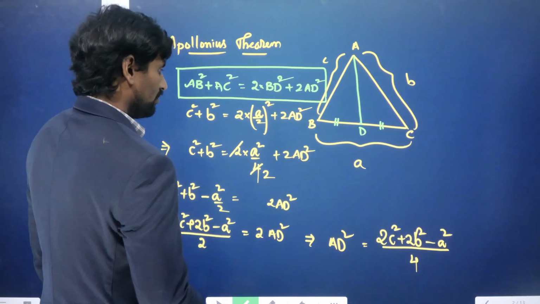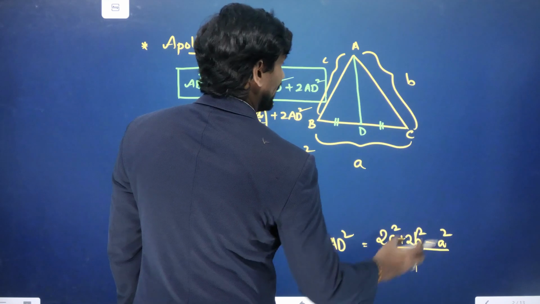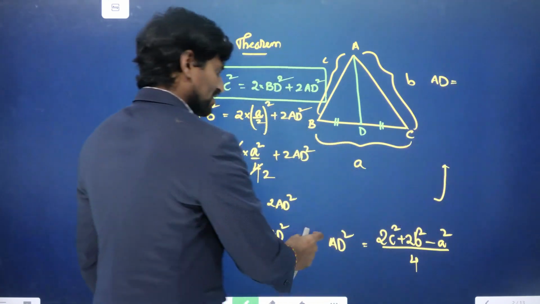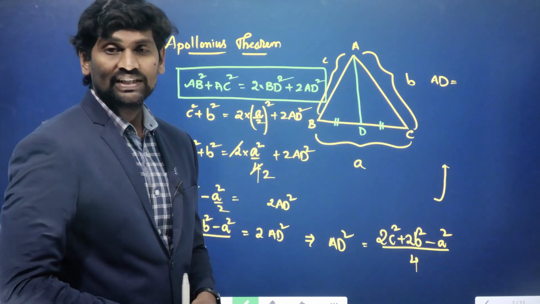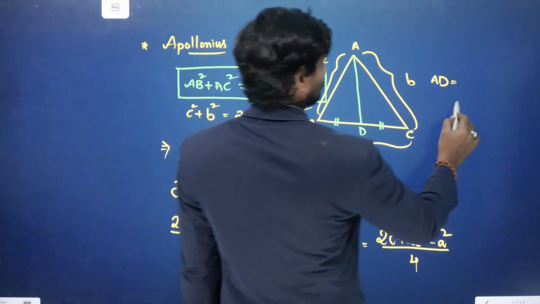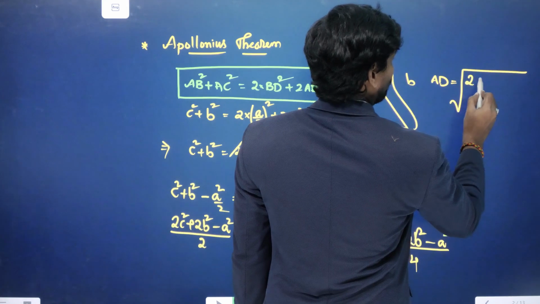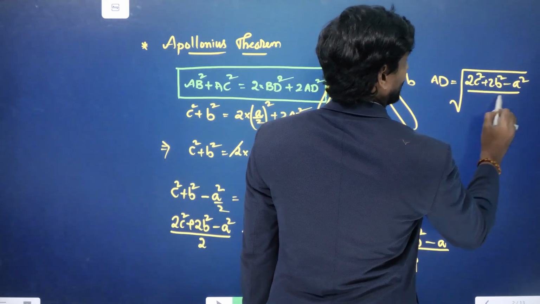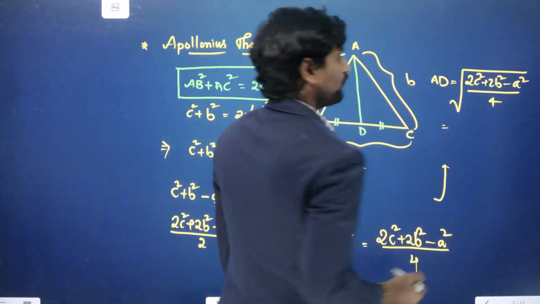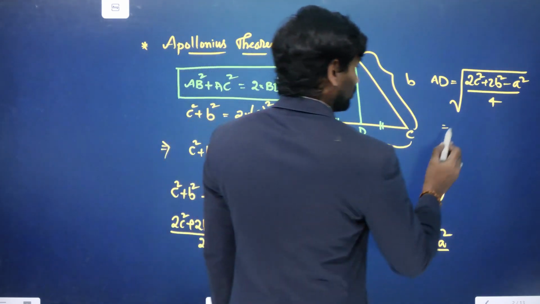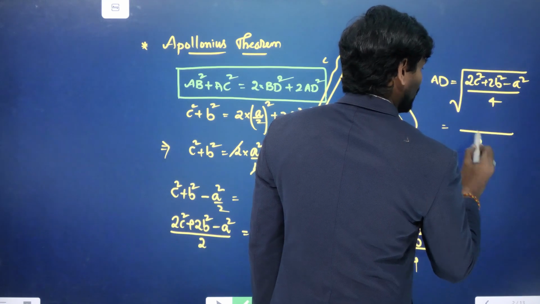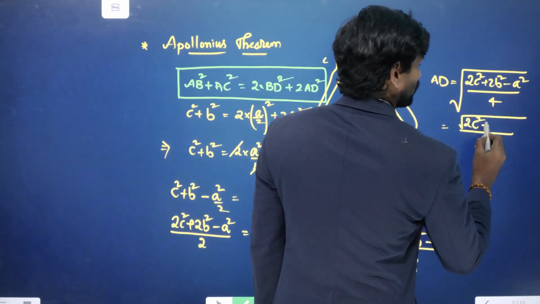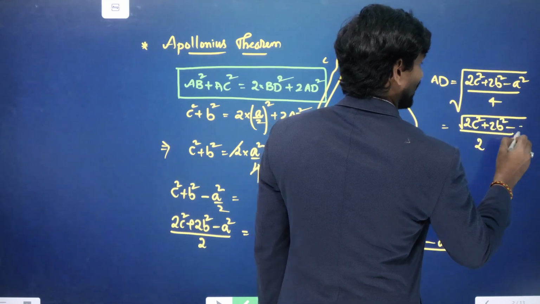But we want only the AD value. So what is AD? AD equals, when you transpose the square to the right hand side, it will be a square root: square root of 2C square plus 2B square minus A square divided by 4. Root over 4 is nothing but 2, so the denominator 2 stays outside, and the square root applies only to the remaining terms: 2C square plus 2B square minus A square.